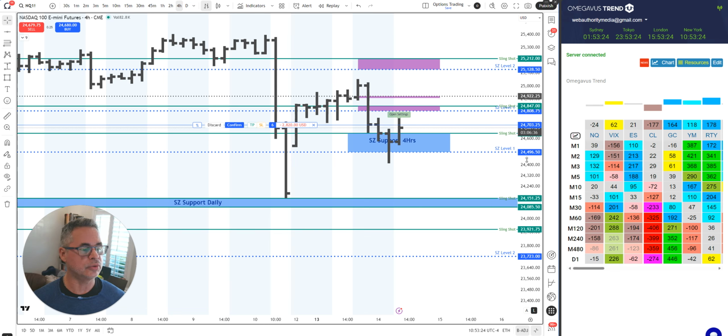Okay. Now, what will happen if everything reverses back down? A close below 24,496.50 will indicate the market most likely will transition into a continuing downward mode, and it will visit again the 24,151, 24,085, 23,921, and 23,723. Those are the three major swing levels on the way down.